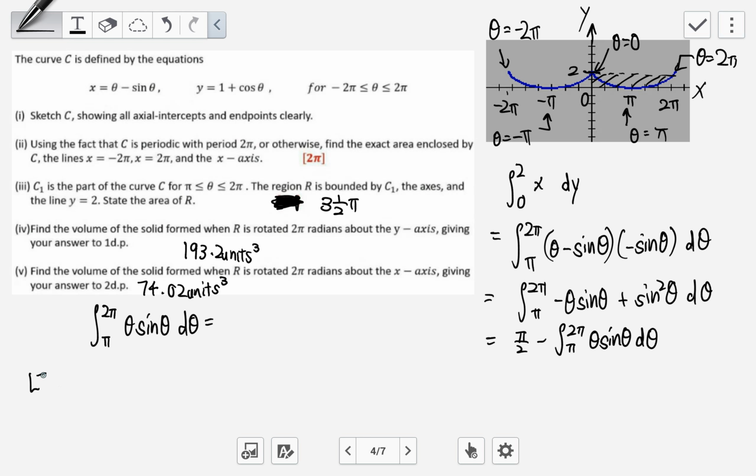So remember LIATE. This one is algebra. This is the priority on which one to keep when you do integration by parts, right? So this is trigo. Trigo is after algebra. Therefore, when I use integration by parts, I will keep the algebra and I will integrate the trigo. So when I integrate the trigo, what do I get? I get minus cosine theta. So this part is settled.